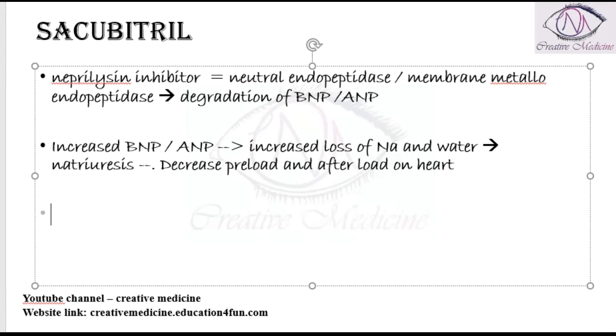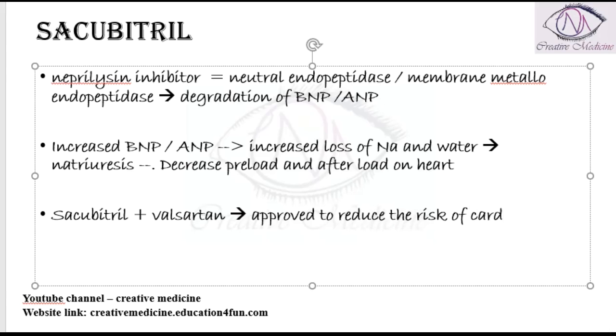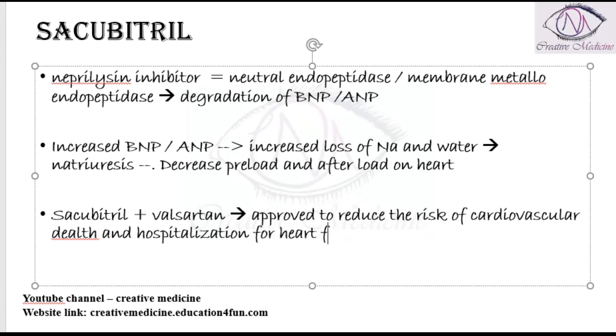So recently we have used sacubitril in combination with an angiotensin receptor blocker, which is valsartan. This is mainly approved to reduce the risk of cardiovascular death and hospitalization in patients, especially for heart failure. So this is one combination.